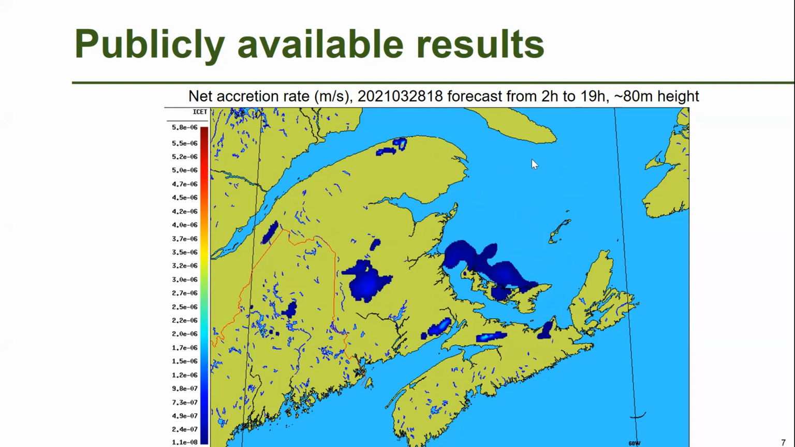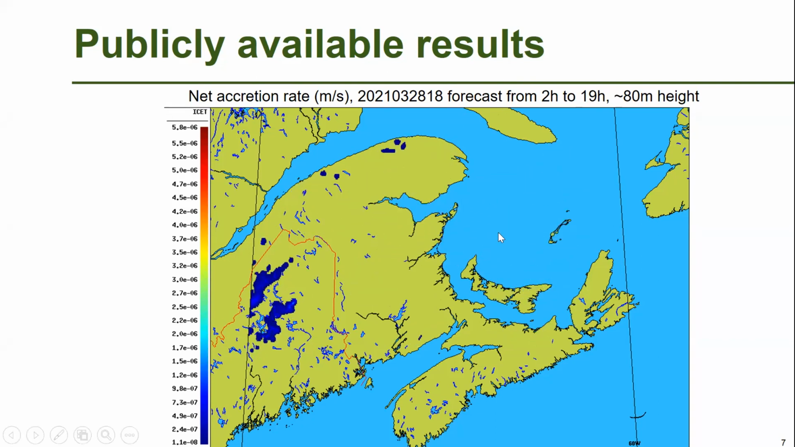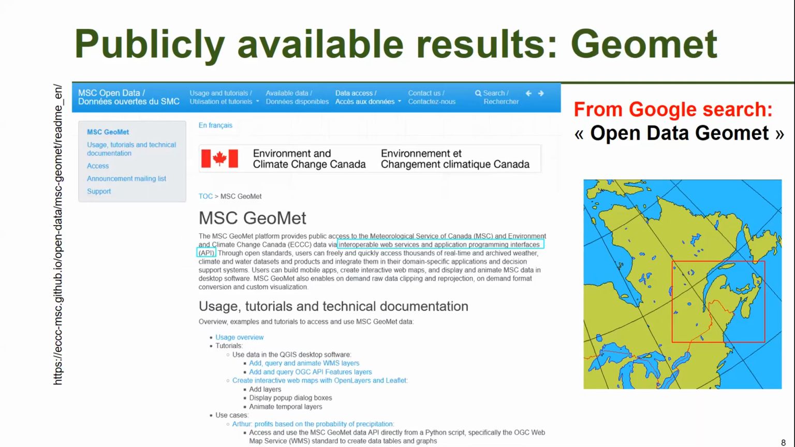And then more generally than what we can get from particular to our icing projects, we wanted to show you as well a platform that can be used to interact with the operational model outputs at the CMC. This platform is called GeoMet, and I show its web page here. It can be accessed by Googling Open Data GeoMet. And it's the official MSC platform that provides public access to the MSC data via API. So API is application programming interfaces. So the same mechanics can be used in this case to interact with the data as with the MSC WMS server I showed you before. But in this case, GeoMet is the official version from the CMC.